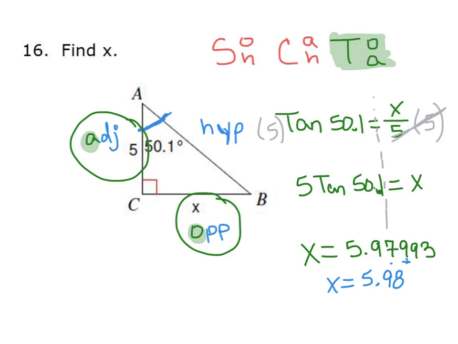And this makes sense because our angle B is going to have a value less than angle A, which means the side across from B should be a number smaller than the side across from A. And it is slightly. 5 is smaller than 5.98.